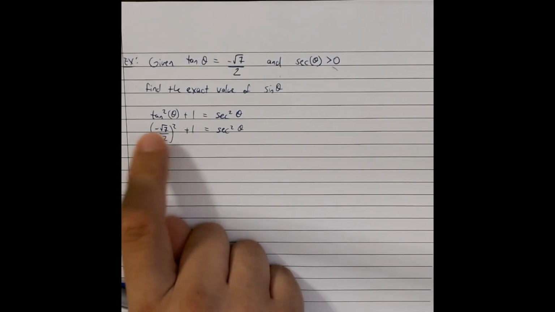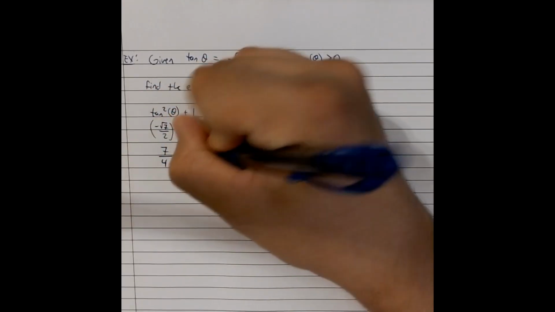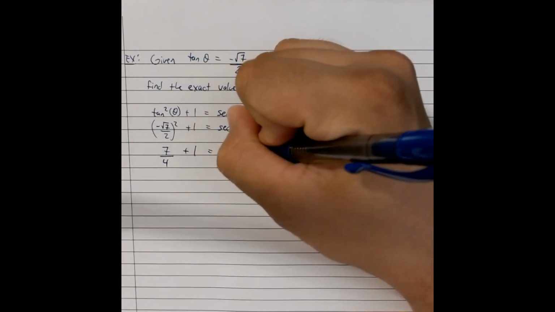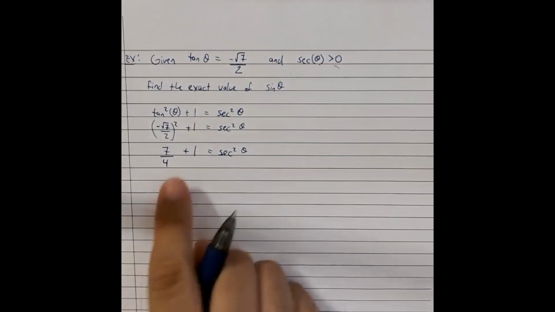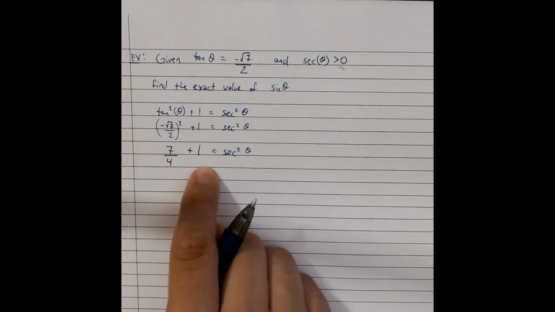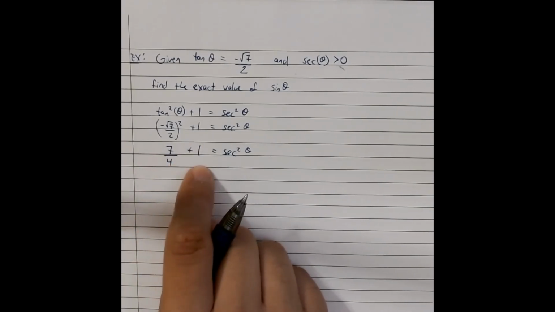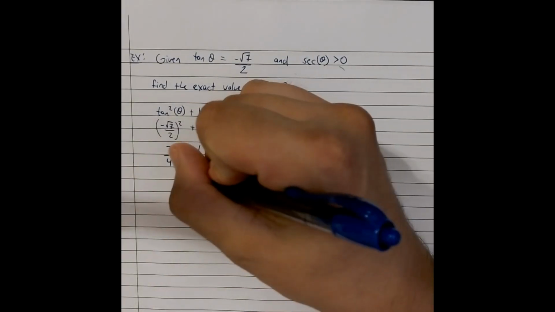Squaring a negative makes it a positive. A negative times a negative is a positive. Squaring 2 is 4. Plus 1 is equal to secant squared of theta. And then I can just add these. 7 fourths plus 1. 7 fourths plus 1 is like saying 7 fourths plus 4 fourths, which will give me 11 fourths.